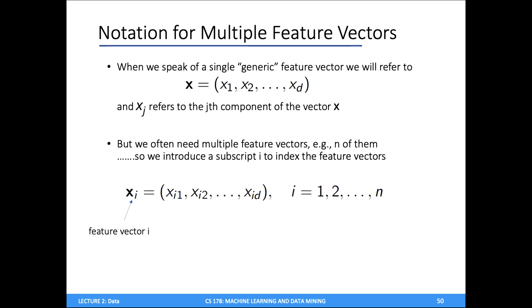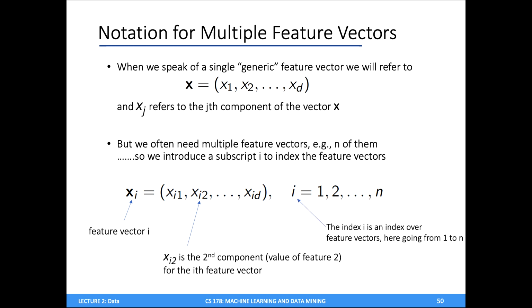We're going to introduce a new subscript here. I'll use i throughout this quarter to index the feature vectors. So boldface X sub i means our ith feature vector, i.e. the ith data point in our data set. Where, for example, X sub i2 is the second component, the second feature, for the ith data point, or the ith feature vector. And again, the index i here is over the total number of data points we have, here going, say, from 1 to n possible different data points.